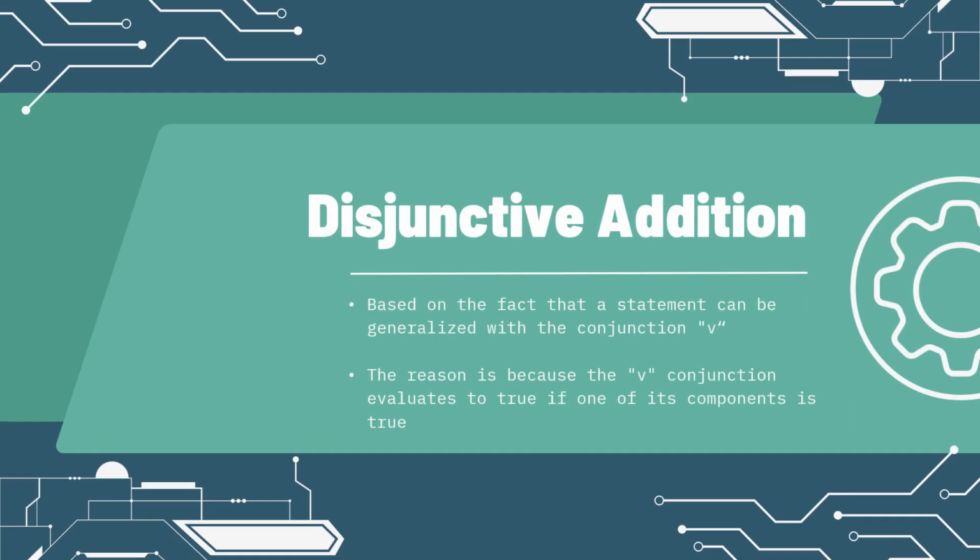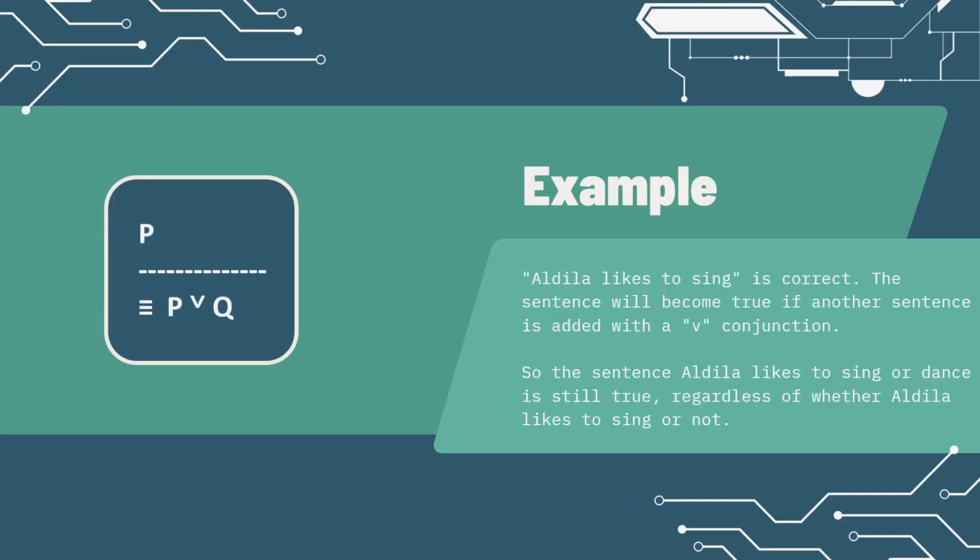Disjunctive addition. It is based on the fact that a statement can be generalized with the conjunction or. The reason is because the or conjunction is true if one of its components is true. This rule can be expressed symbolically as follows. P implies P or Q, where P and Q are propositions.